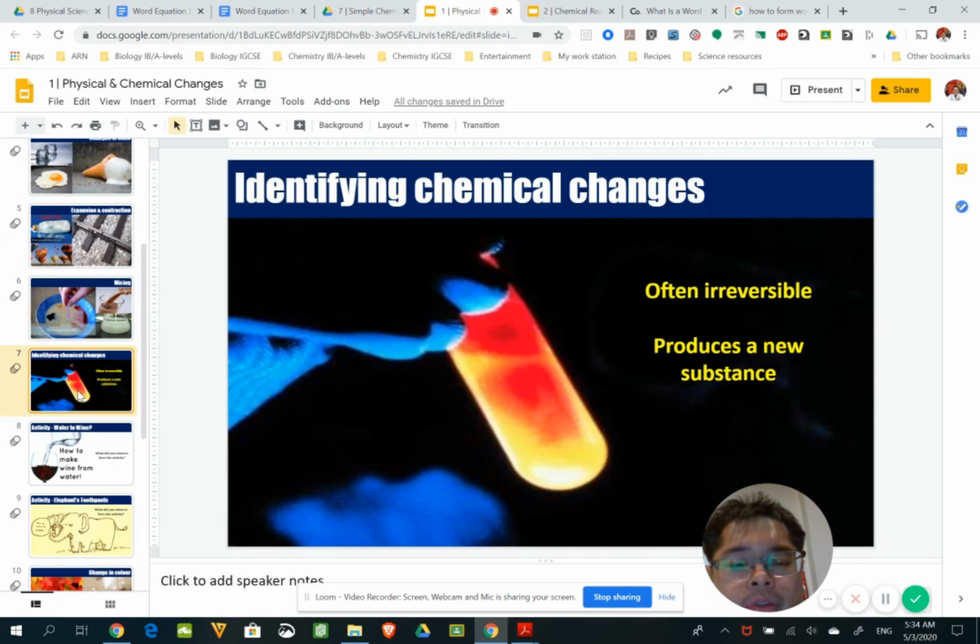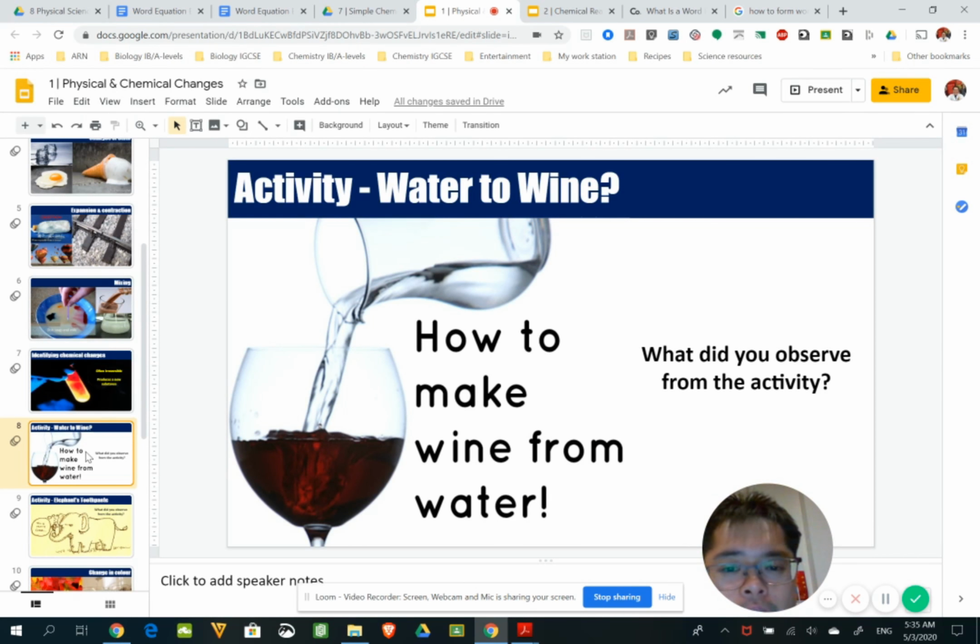Chemical changes, as opposed to physical changes, are often irreversible. That means if the substances have reacted, you will definitely produce a new substance. So remember, the big underlying difference between chemical and physical changes is that one produces a new substance, the other doesn't.